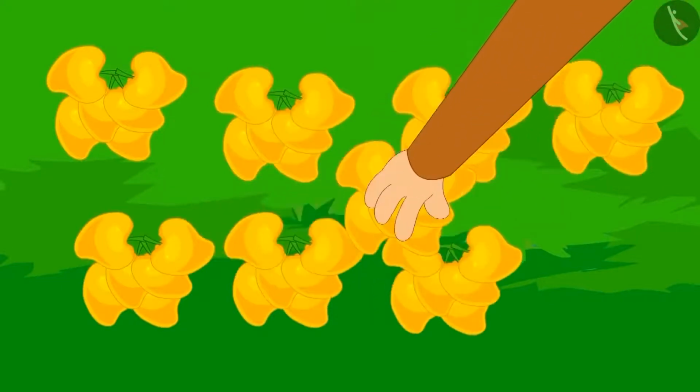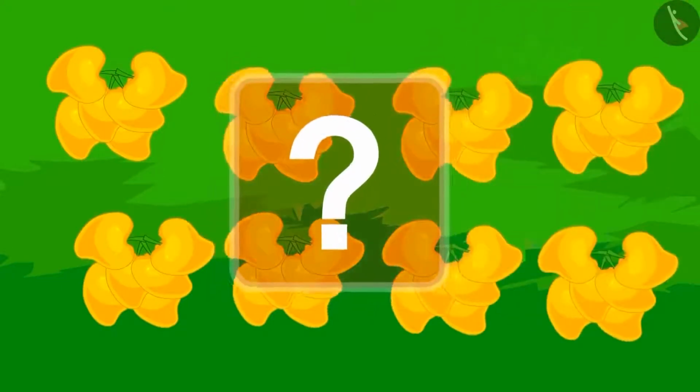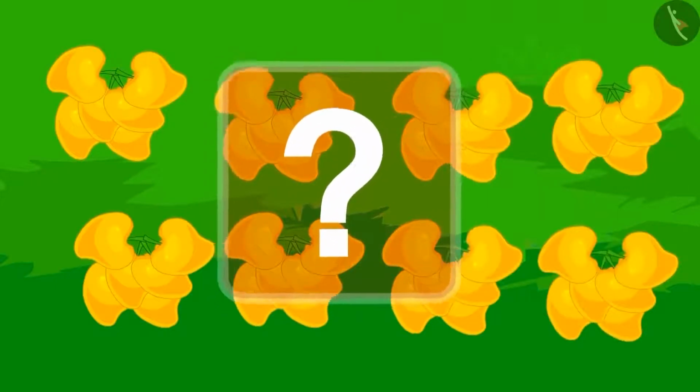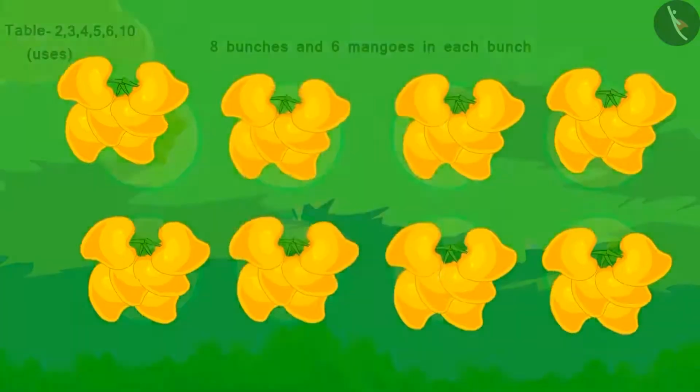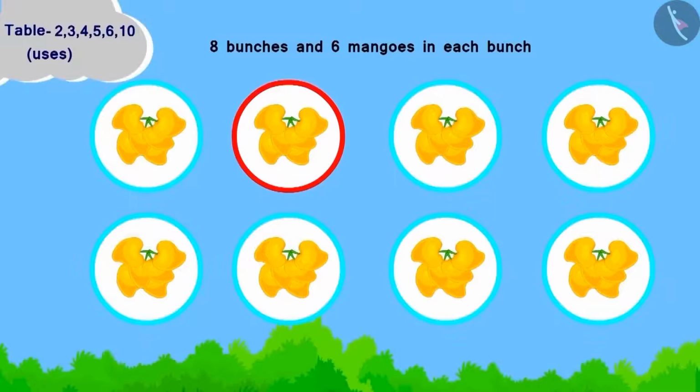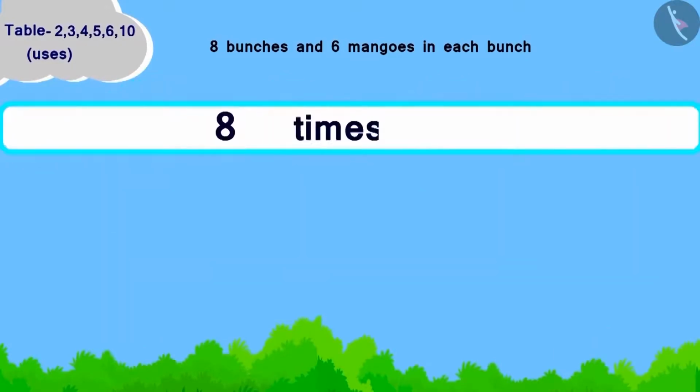Chanda now has 8 such bunches. Can you tell how many mangoes has Chanda collected in total? Chanda has got 8 bunches and every bunch has 6 mangoes in it. How will we write this?